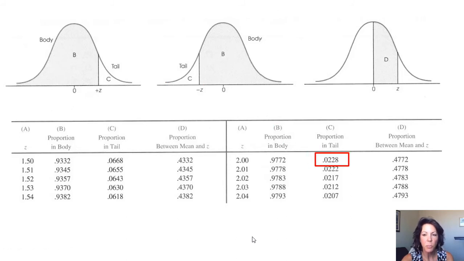And I see that it's 0.0228, which we can translate to say 2.28% of the scores are above a z-score of 2, or you can say 2.28% of the scores are above 94, which was our mean, which we found at positive 2. So there you go, 2.28% or 0.0228 is the answer.